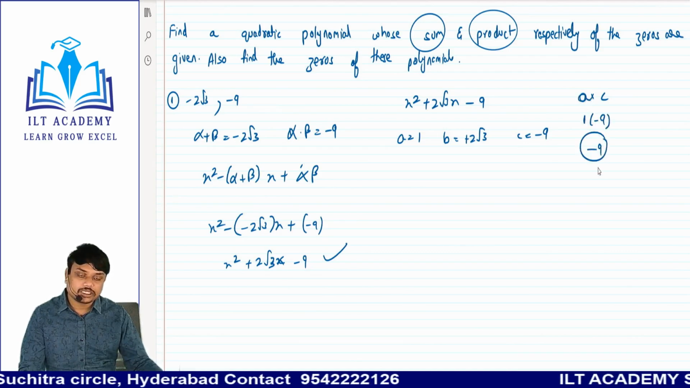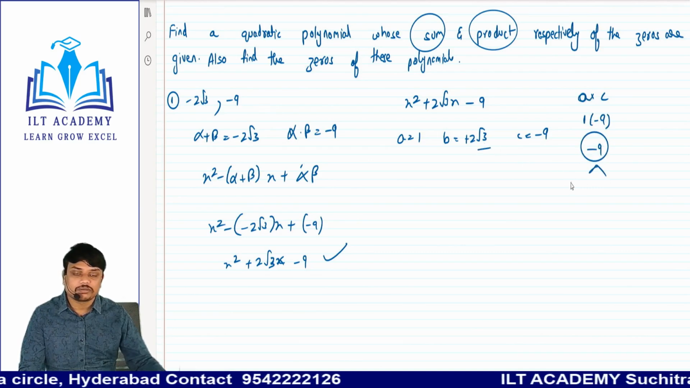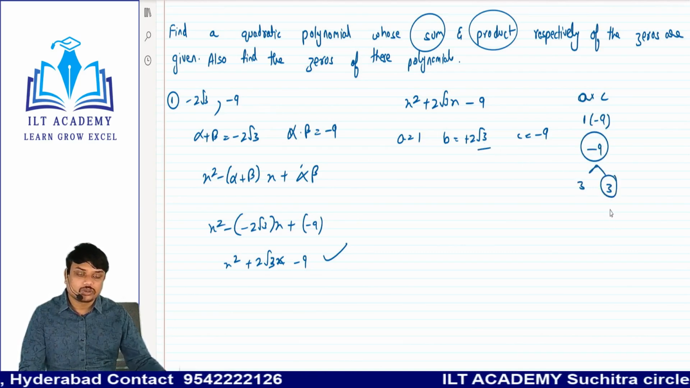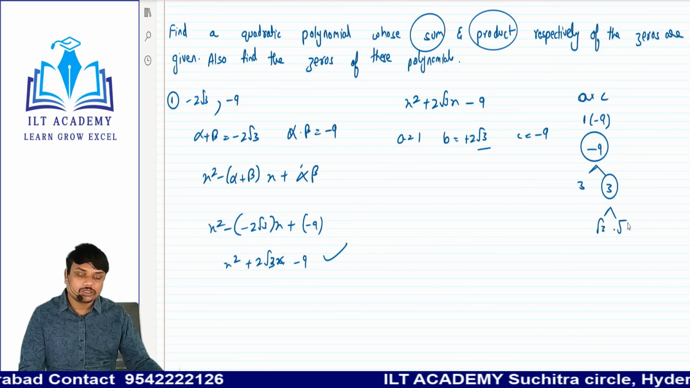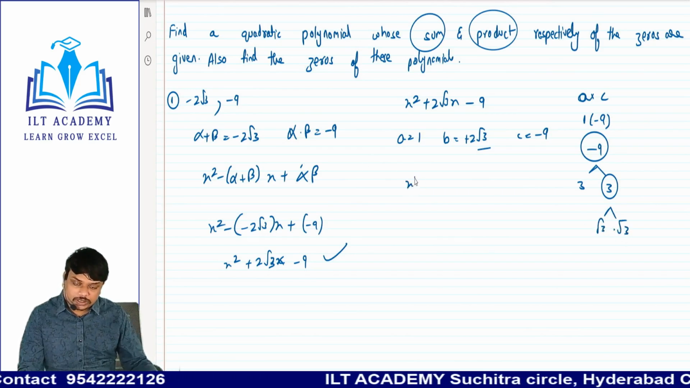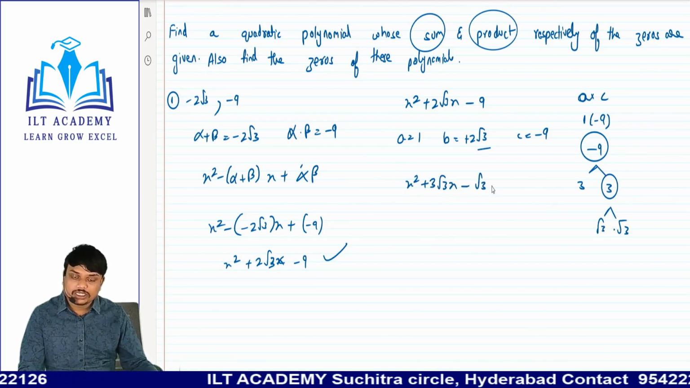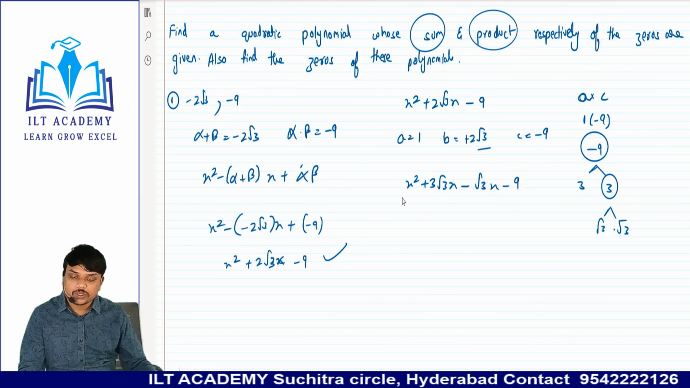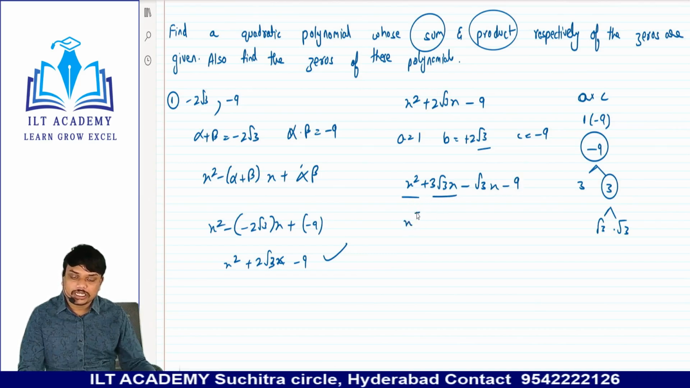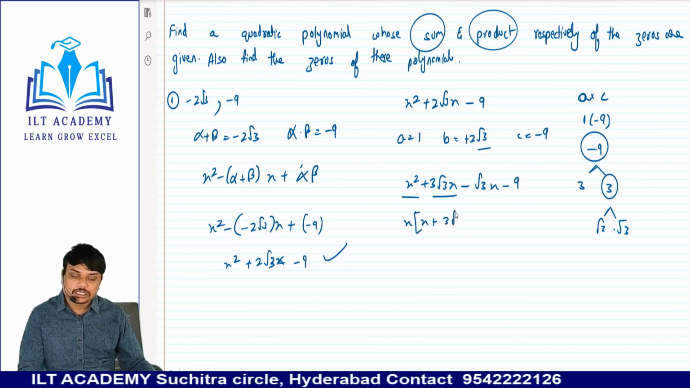This minus 9. Minus 9 को कैसे split करेंगे? Root 3 तो compulsory रहना, बोले तो 3 into 3. Now root 3 can be written as root 3 into root 3. So what we can do? X square plus 3 root 3 x minus root 3 x minus 9. Now in this both what you can take common? Only x. तब क्या रहता? X plus 3 root 3.